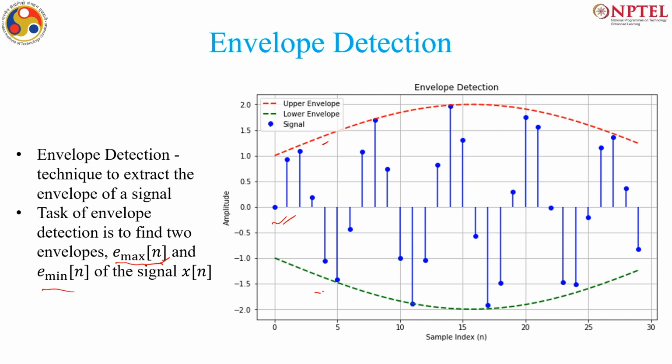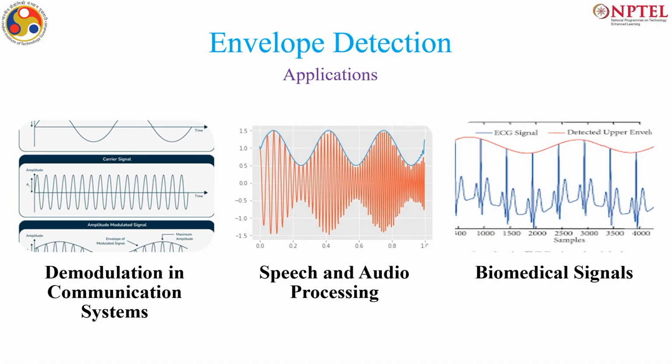Now why should we do envelope detection? There are a lot of applications. I would like to discuss three of them. One is demodulation in communication systems. As I already said, the envelope is typically a representation of the message signal in amplitude modulated signals. So if we want to do demodulation, envelope detection is a very good use case.